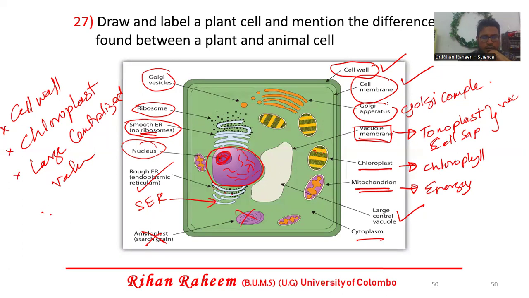And the other one: because of this large centralized vacuole in plants, the cytoplasm is pushed to the corners. Peripheral cytoplasm in plants, but no peripheral cytoplasm, normal cytoplasm in animals. I think you can go for those four. Out of those four, these three are the main important ones, because those are directly related to organelles. I hope you all are clear about it.